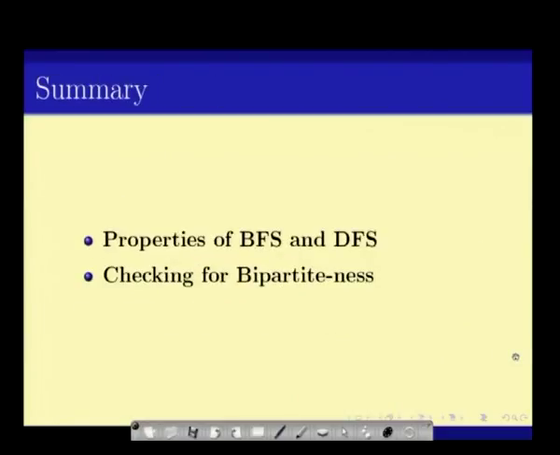To summarize, we looked at various properties of BFS and DFS, and we saw how to use BFS for checking bipartiteness. In the next lecture, we will be using BFS for finding the shortest distance between 2 vertices. So, this brings us to the end of the lecture.